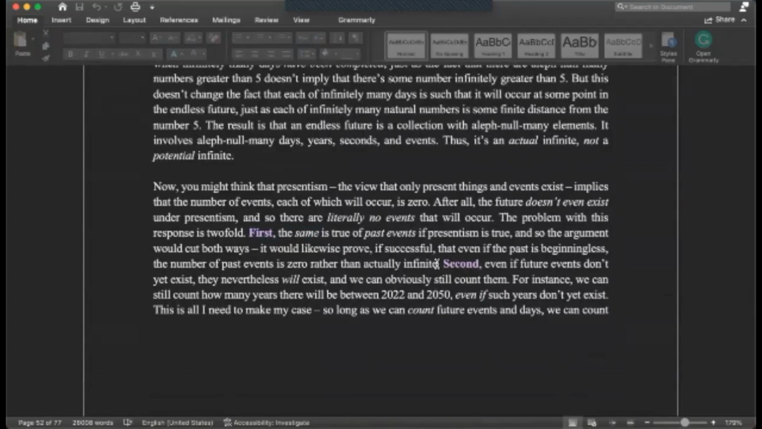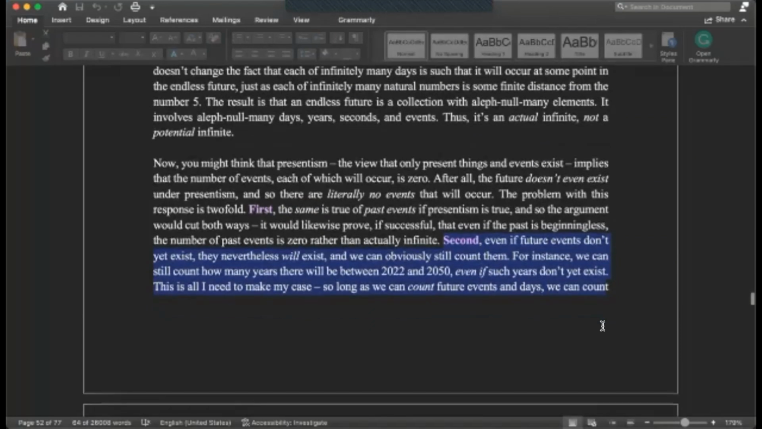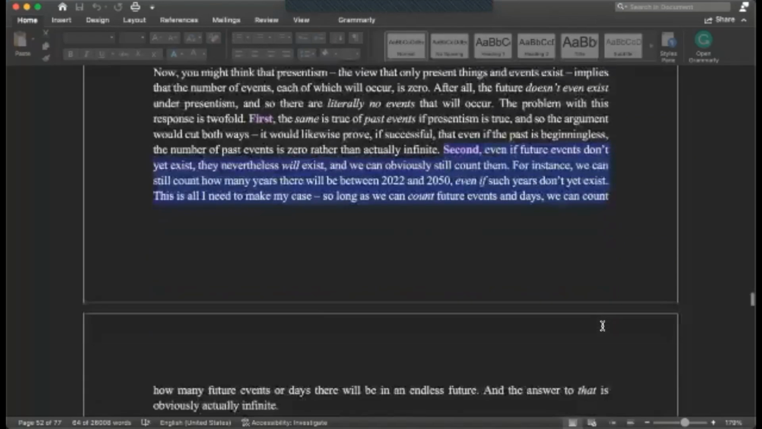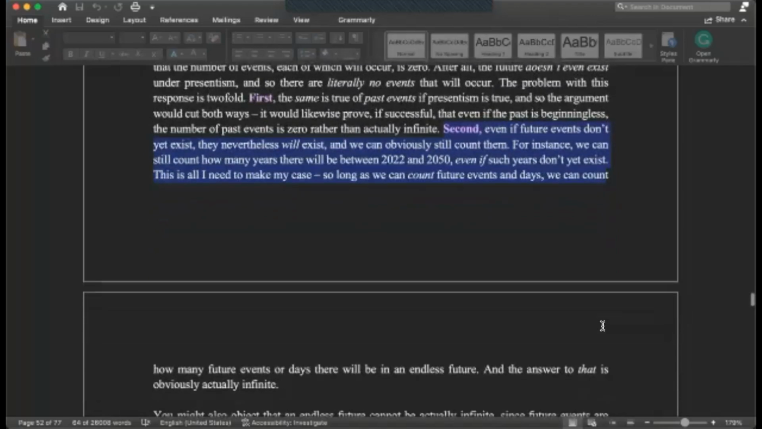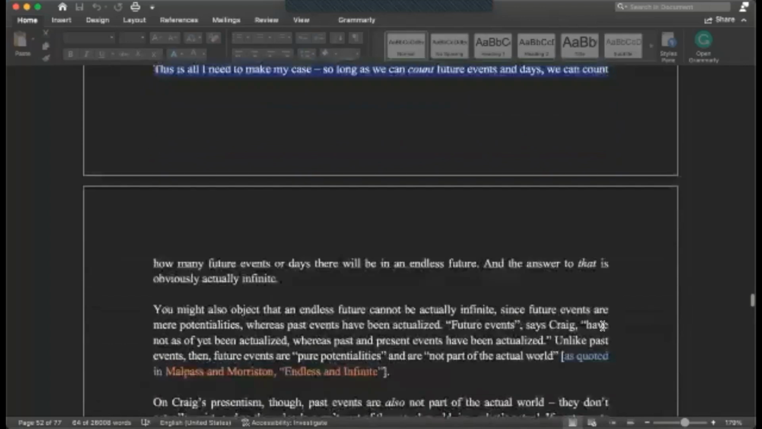But the second problem with that reply, and the more fundamental problem with it, is that even if future events don't yet exist, they nevertheless will exist, and we can obviously still count them. For instance, we can still count how many years there will be between 2022 and 2050, even if such years don't yet exist. This is all I need to make my case here. So long as we can count future events and days, we can count how many future events or days there will be in an endless future, and the answer to that is obviously actually infinite.